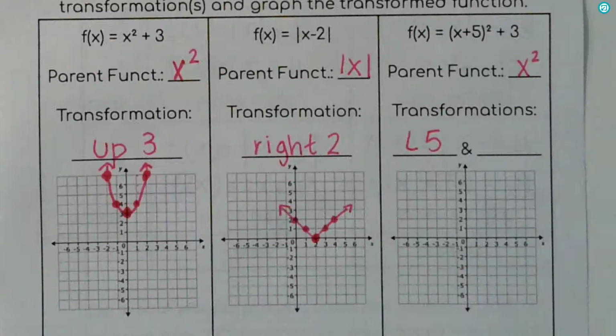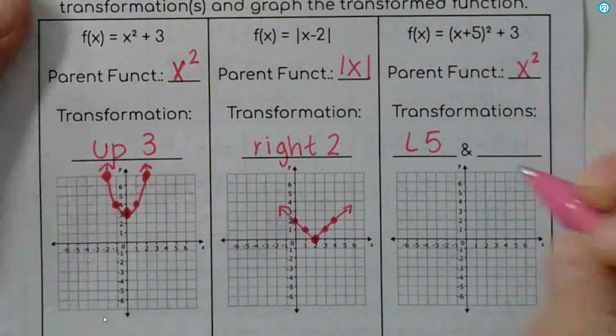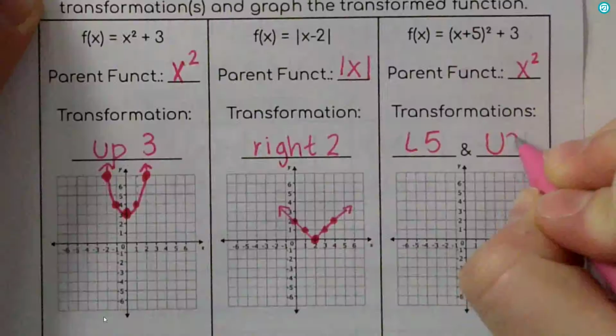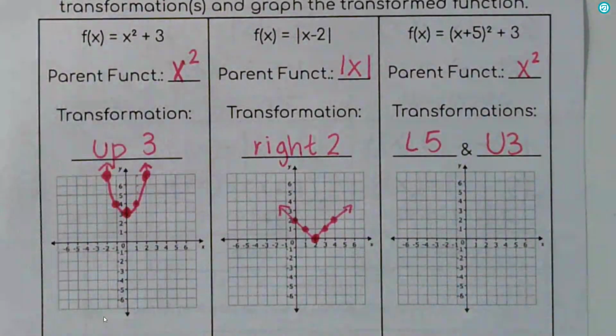Now that I've got so many things to write, my blanks aren't big enough. And then adding 3 outside, so the plus 3 is outside my function, that is going to move me up 3. So I'm going to write U3. So I got left 5 and up 3. Okay, any questions about that? About how we found those two things?